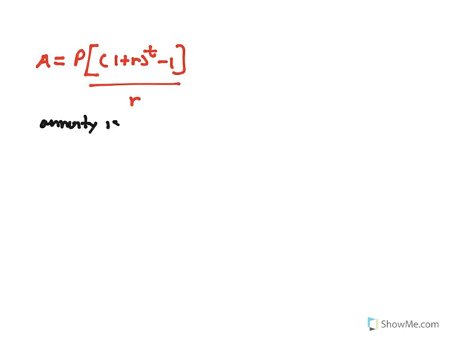So let's go to the next slide to sum up what formulas to use based on the situation that's provided to you. The very first equation is A equals P times (1 plus r to the t power minus 1) divided by r. We use this equation for the value of an annuity compounded annually. So this is when the annuity is compounded annually.